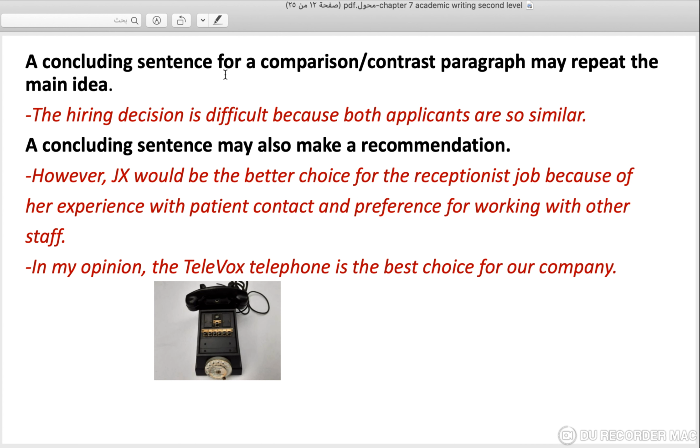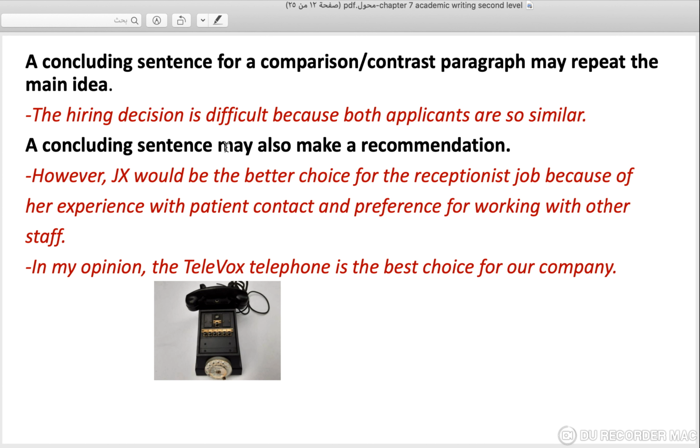A concluding sentence for a comparison or contrast paragraph may repeat the main idea يعني نفس الidea لكن تعيدها. The hiring decision is difficult because both applicants are so similar. أيضا هنا عادة topic sentence هي نفس concluding sentence لكن بغير صياغة.